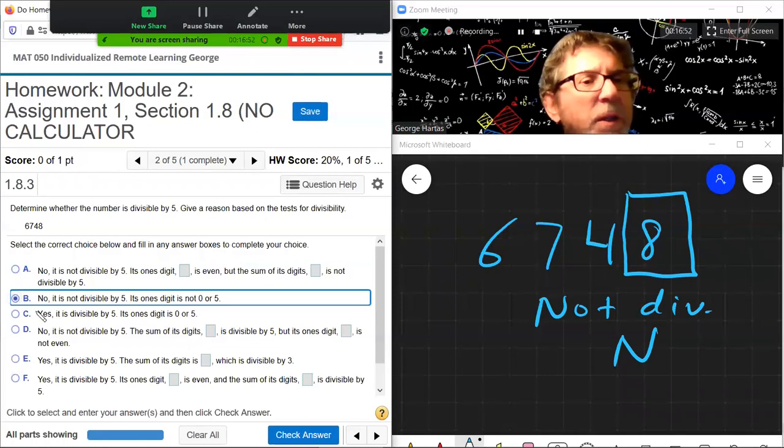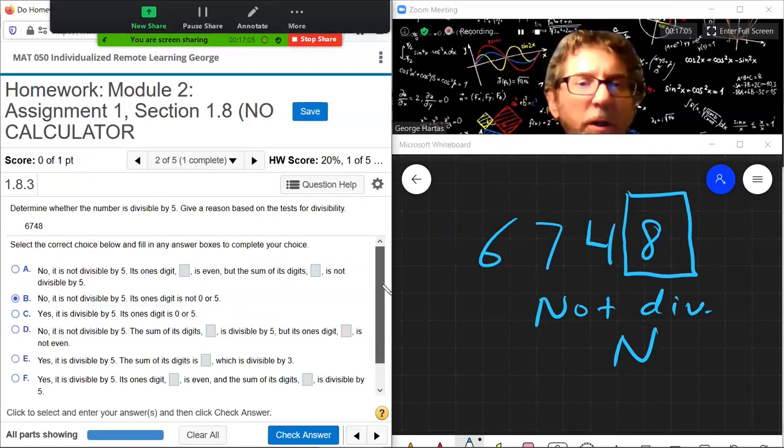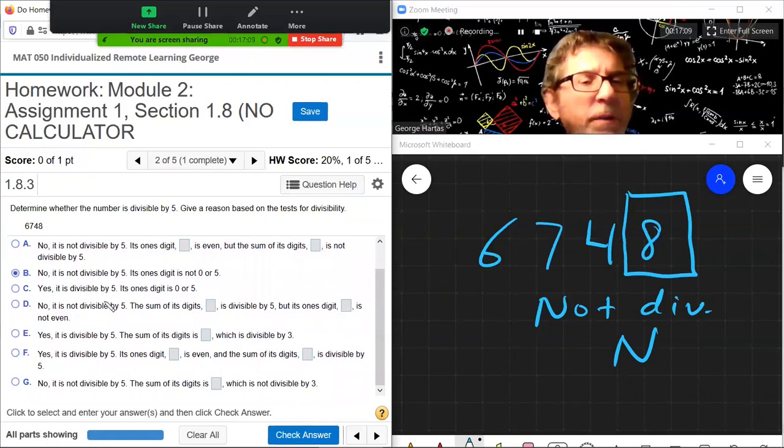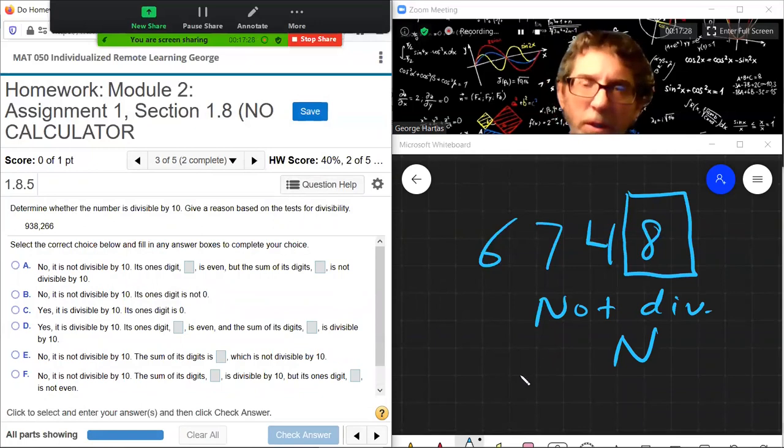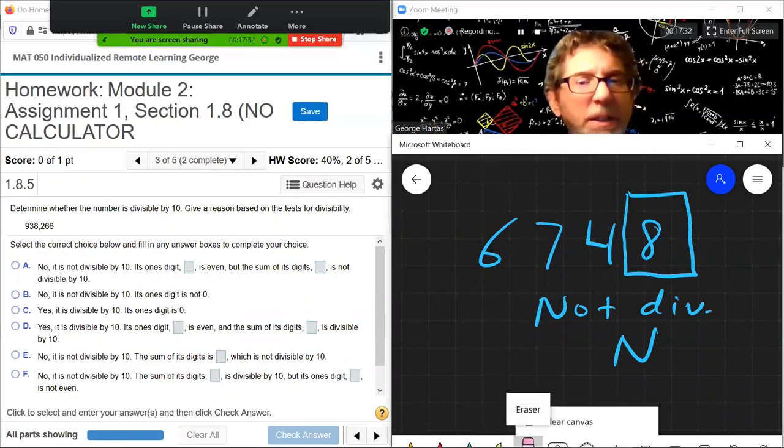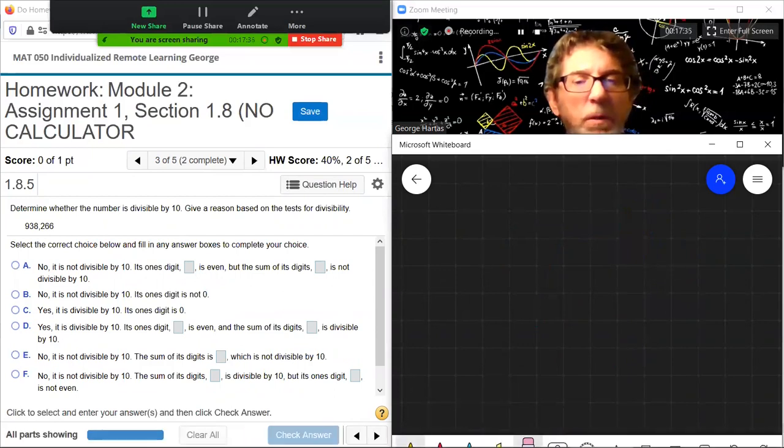Let's try B. It is not divisible by 5. Its ones digit is not 0, 5. This makes a lot of sense. It looks like it's B. Let's keep going, though, and see why the other no's don't work. No, it is not divisible by 5. The sum of its digits, we're not adding. Nope, we're not doing that. And then down here, it is not divisible by 5. The sum of its digits, we're not adding. So hopefully you see the pattern here, right? First determine if it's yes or no, and then which yes and which no. So they're not as bad as they seem originally. What's important is for you to understand the divisibility rules.